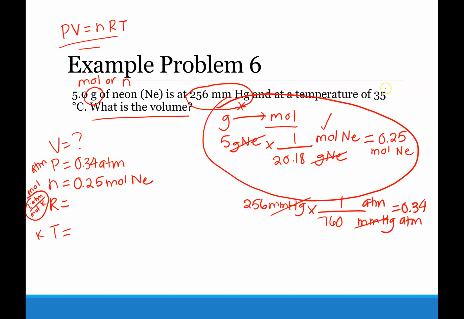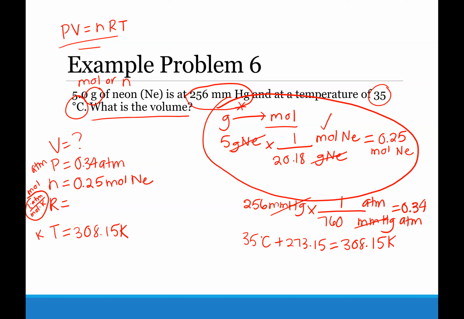A temperature of 35 degrees Celsius, so that has to be changed into Kelvin. So 35 degrees Celsius plus 273.15, again, another conversion that we previously learned. So 35 plus 273.15 is going to be 308.15 Kelvin. And R is going to be the same in every single equation.